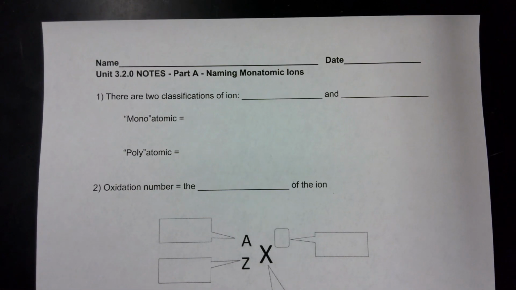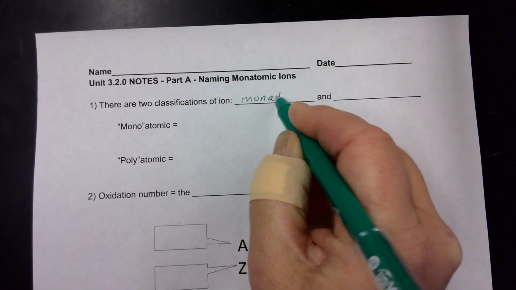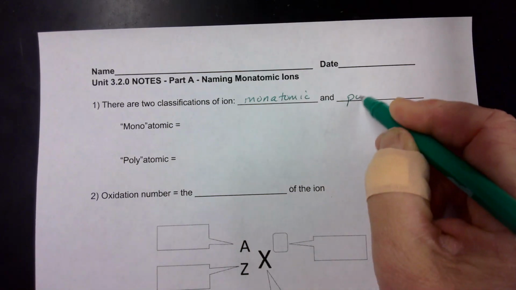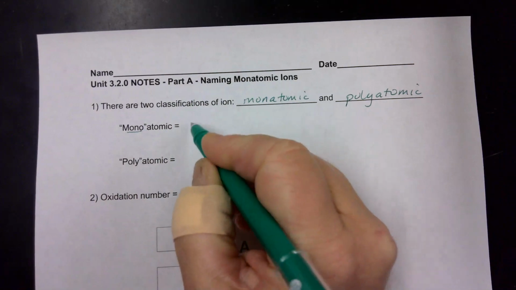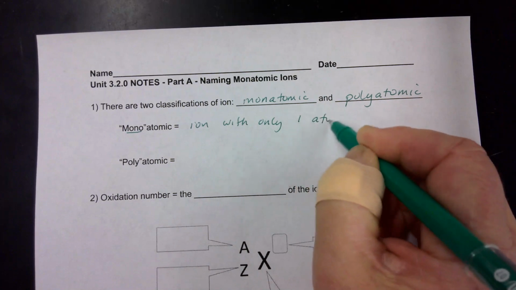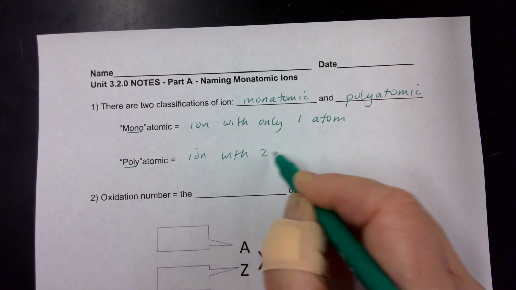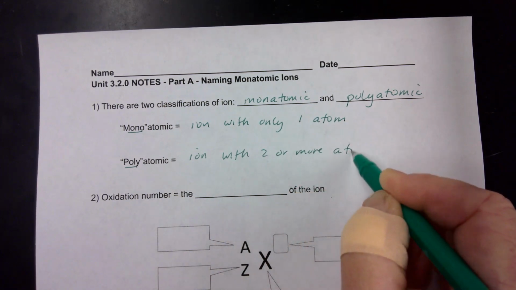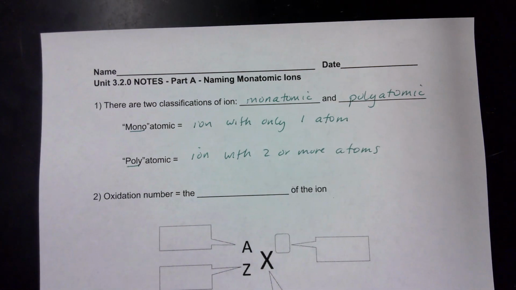In this lesson, we are going to be learning how to name ions, specifically monatomic ions. For you see, there are two classifications of ions. There are what we call monatomic ions and polyatomic ions. Monatomic is an ion with only one atom. Polyatomic is an ion with two or more atoms. The focus of this lesson is going to be on monatomic ions.